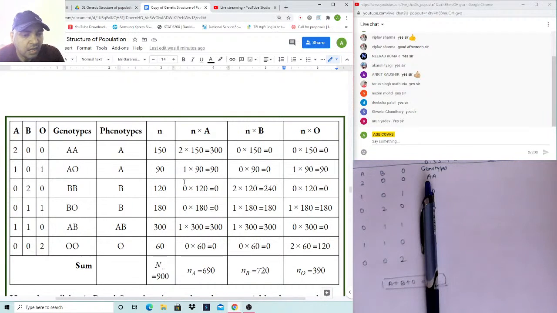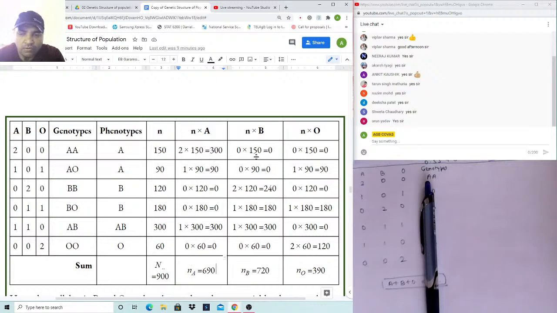So similarly, now we have the number of genotypes distributed in the population. We will be multiplying this number with these dummy variables for A, B and O differently. First we will be calculating for this A. So it will be 2 multiplied by 150, so it will be 300. Here it will be 1 into 1990. Here it is 0, so it becomes 0. Here it is 0, so it becomes 0. Here it is 1, so it becomes 300. And here it is 0, so it becomes 0. Okay. So if you total them up, it comes out to be 690.